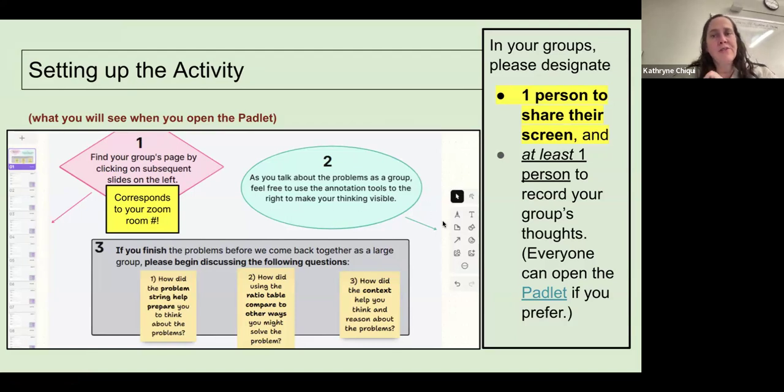The second thing you're going to do is talk about the problems as a group. I want you to feel free to use any of the annotation tools that will be here on the side, and I encourage you to make your thinking visible. If your group happens to finish before time is up, please feel free to start thinking about the discussion questions that we're going to do when you come back from this activity. Are there any questions about what you're supposed to be doing when you get put into your breakout rooms?